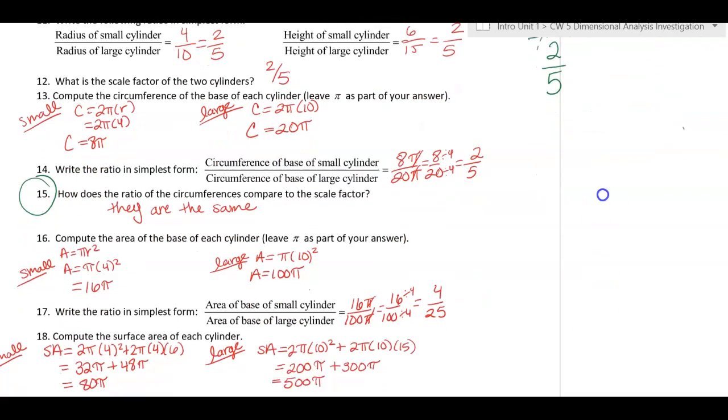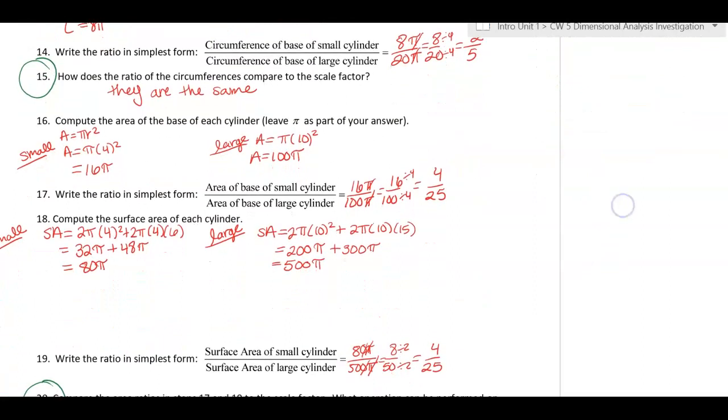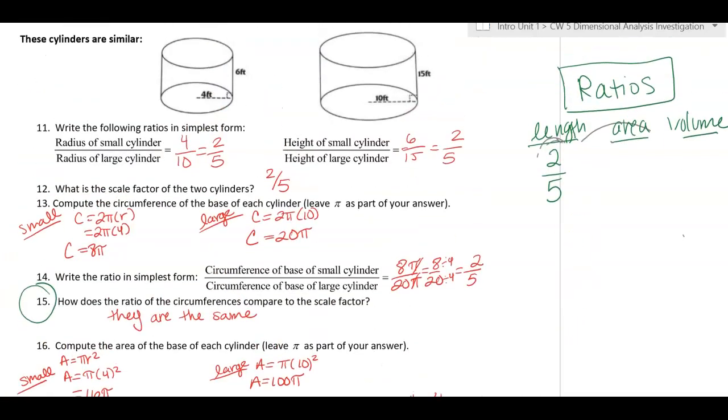Then you calculated two different areas. One was of a small piece, just of the circle, and you compared the area of the small one to the large one. And then the entire surface area of the cylinder, small compared to large. Even though those values were different, when we compared the small to the large, they reduced to the same ratio of 4/25. So anything that has to do with area, whether it's area of just one part or area of the entire cylinder, comparing small to large will reduce to 4/25.